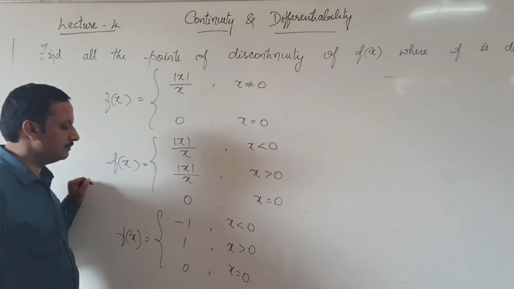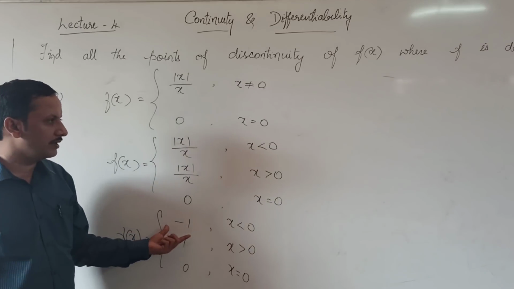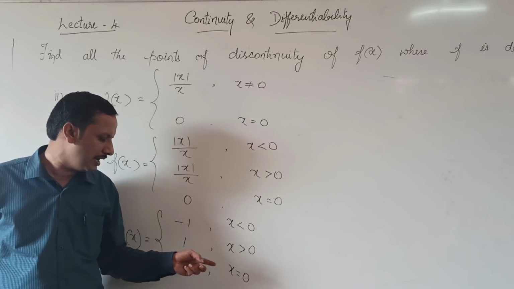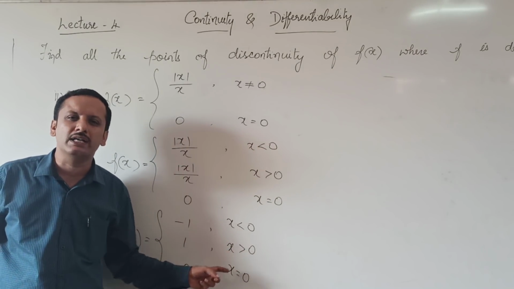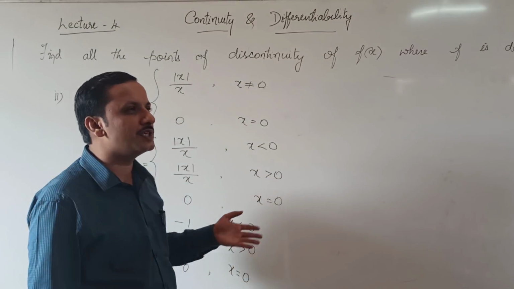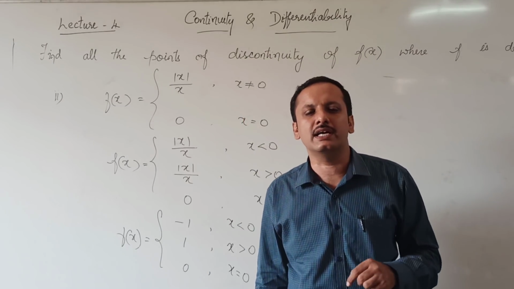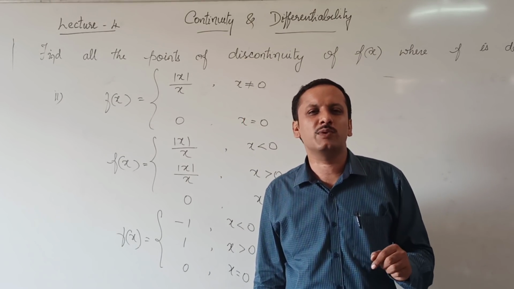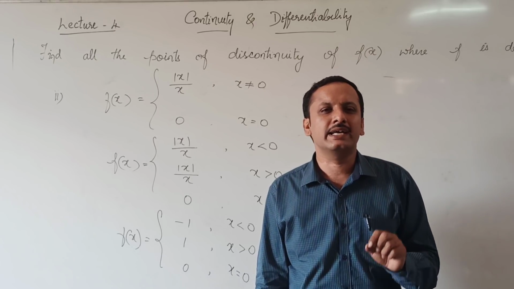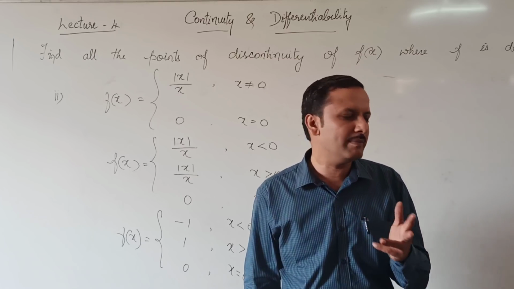Okay. And now, look at this. f of x is equal to minus 1 whenever x is negative, 1 when x is positive, and 0 at x equal to 0. To the left side of 0, when x is negative, the function is defined as minus 1. Minus 1 is a constant function. Students, remember that every constant function is continuous. How? Let me explain.